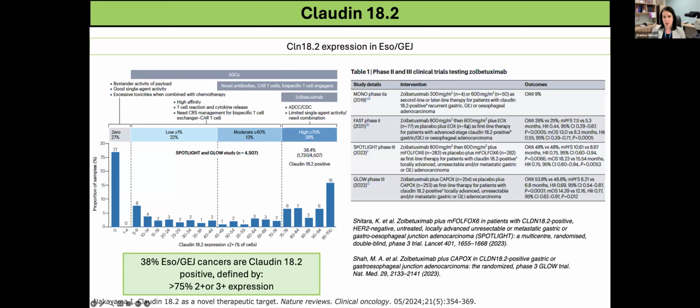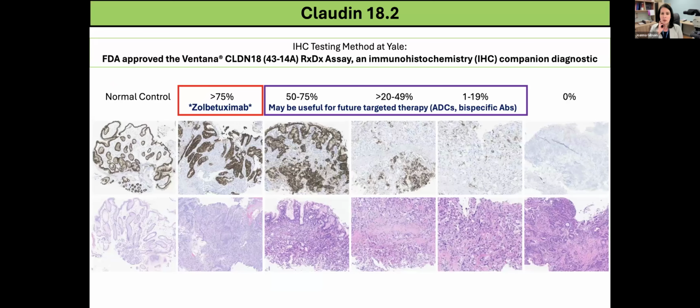And I have a summary here of all the phase 2 and 3 clinical trials from one of the recent reviews for anybody who's interested in more detail. And so what do we do at Yale for Claudin 18.2? We, again, use the FDA-approved assay, which is the 43-14A antibody.